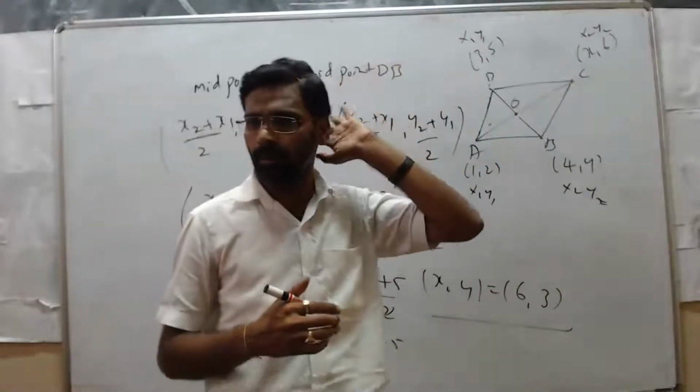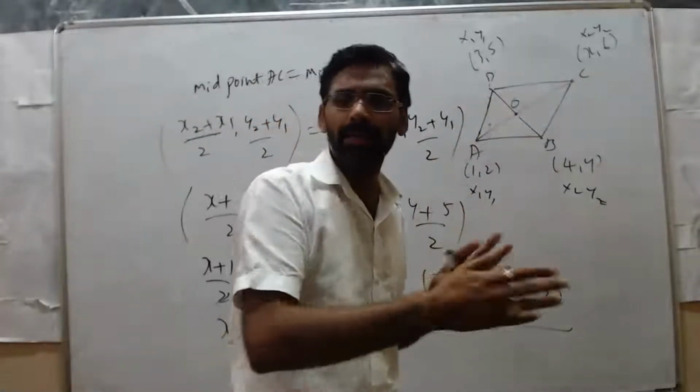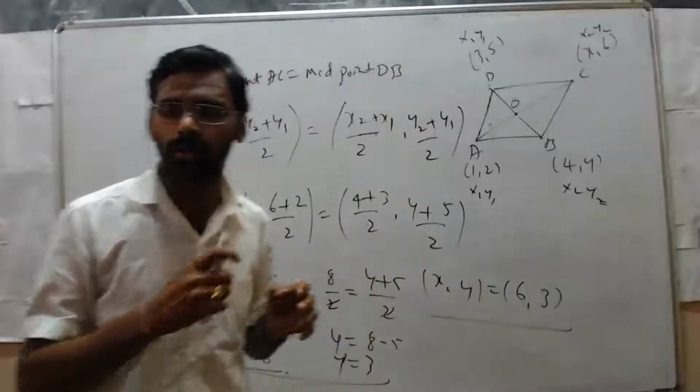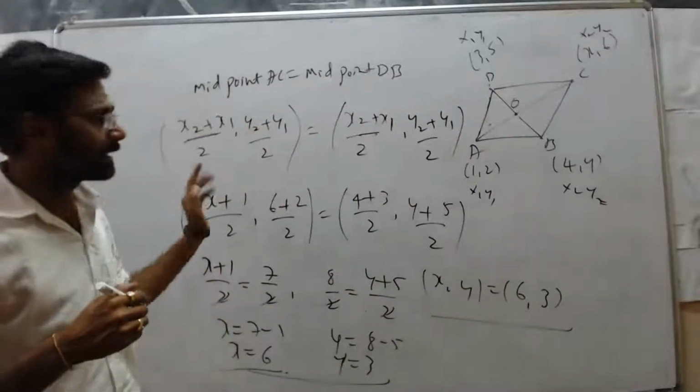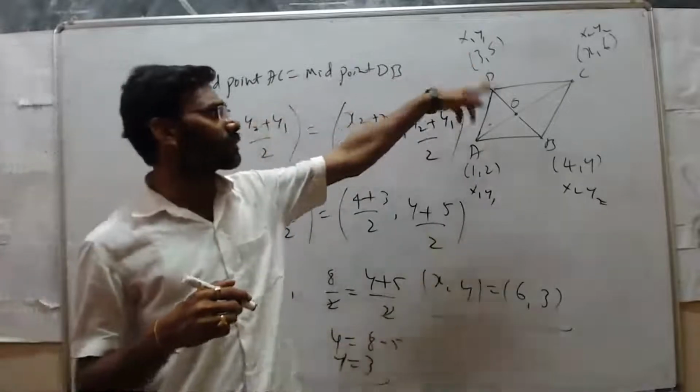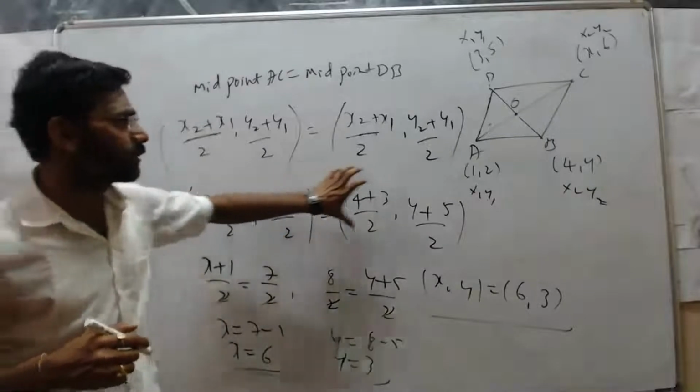Midpoint formula: x2 plus x1 divided by 2, y2 plus y1 divided by 2. Again for DB, x2 plus x1 divided by 2, y2 plus y1 divided by 2. If AC means x1 y1, x2 y2, then substitute the values. Therefore the x value equals this one, the y value equals this one.